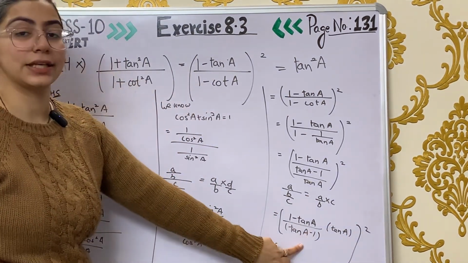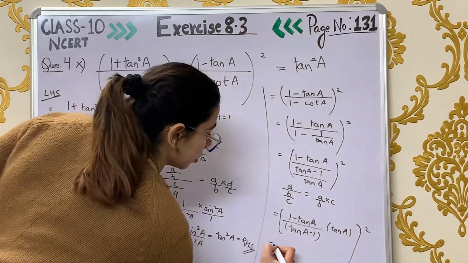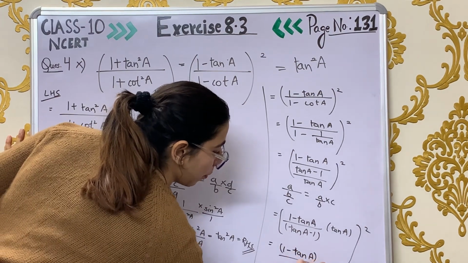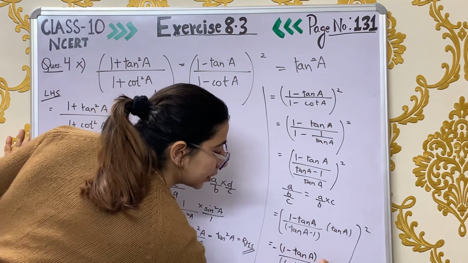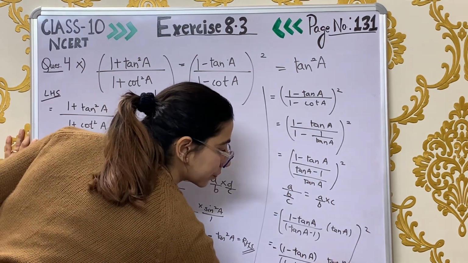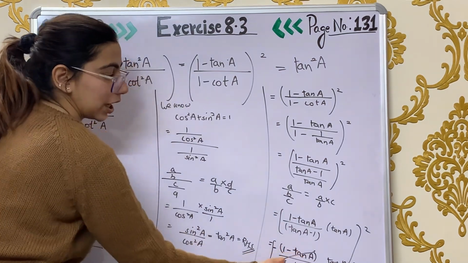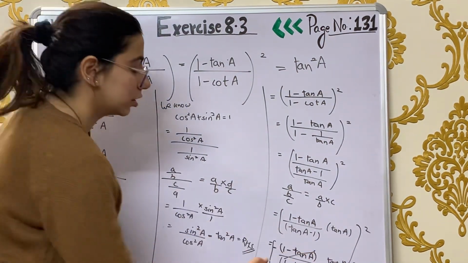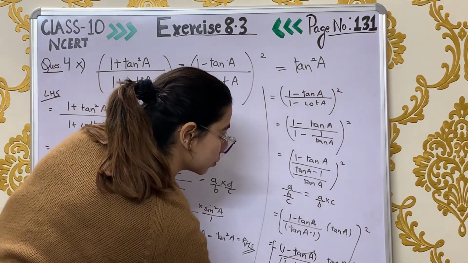Now, if I take minus common, the signs would change inside the bracket. So I'll keep it as 1 minus tan A upon 1 minus tan A. I've taken the minus common here into tan A, right? And we have a whole square. So these terms are the same, so they get cut. And the square of anything, even negative, is positive. So what we get is tan square A, which is equal to RHS.